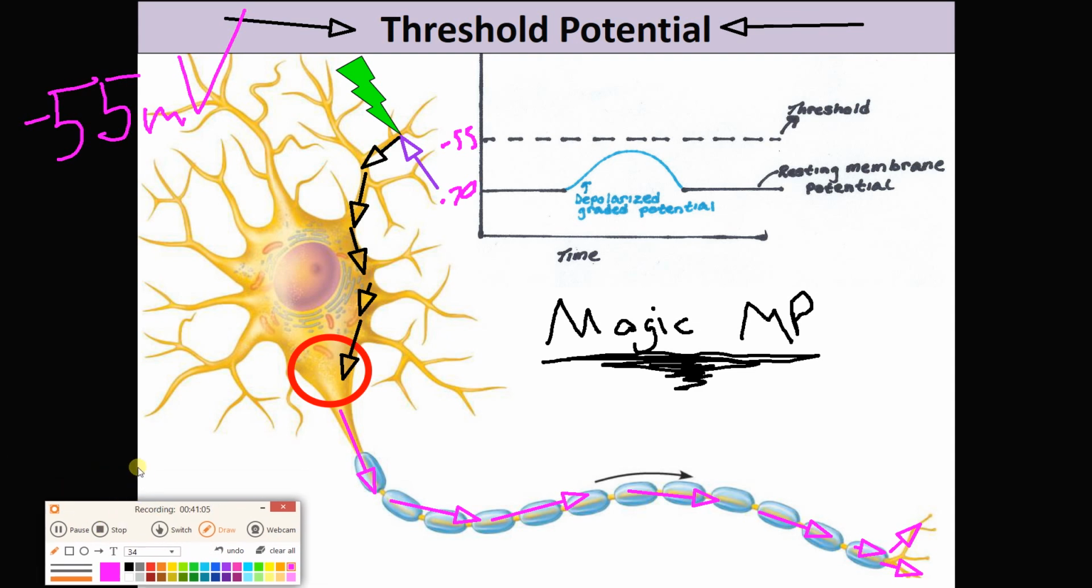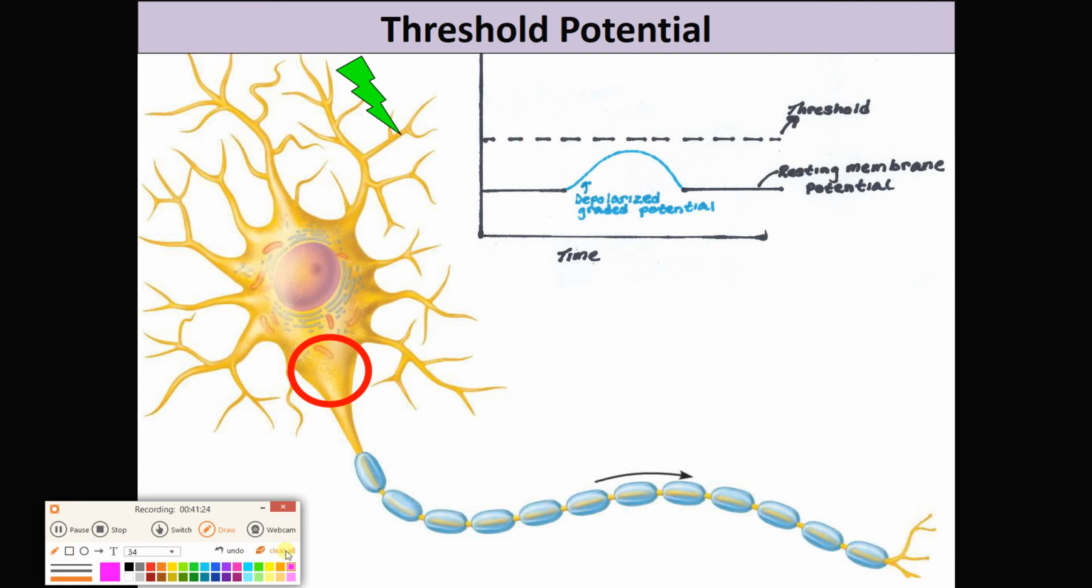We got to talk now about a couple things. How this signal moves from where the neurotransmitter binds to the axon hillock. Then what happens if we get to that threshold potential? How the signal then continues. That is what we're going to do. Let's go ahead and do it.